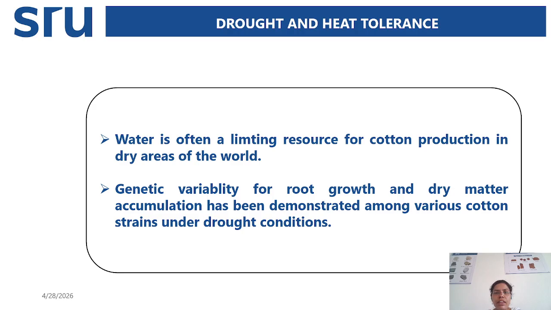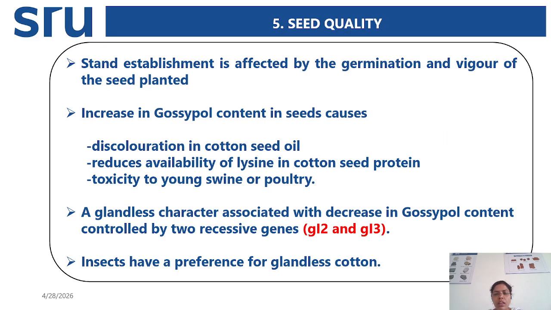So we have to select drought resistant varieties in the cotton. So these are some of the five important breeding objectives in cotton. And this is the last one, that is the seed quality. Generally, the quality is also with yield and fiber quality.